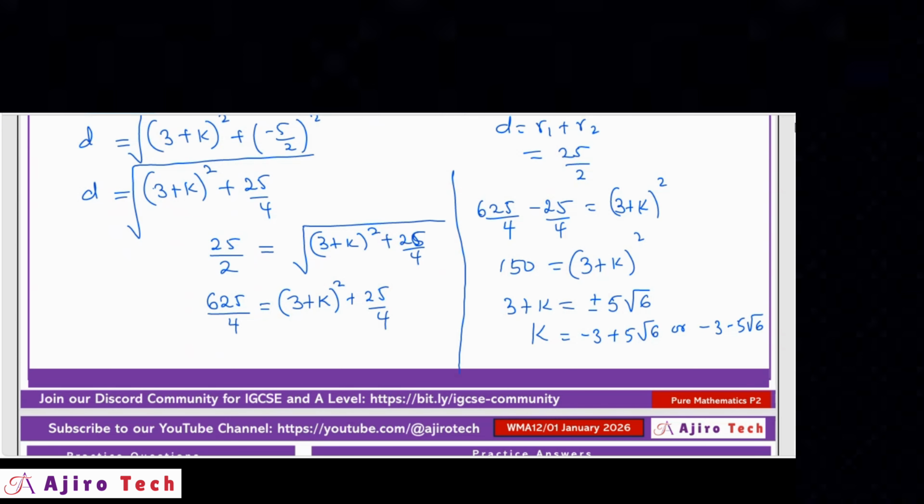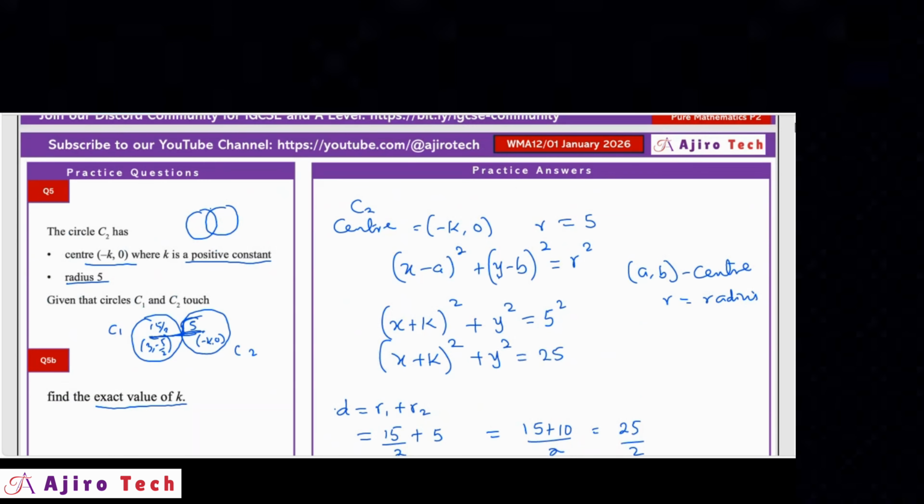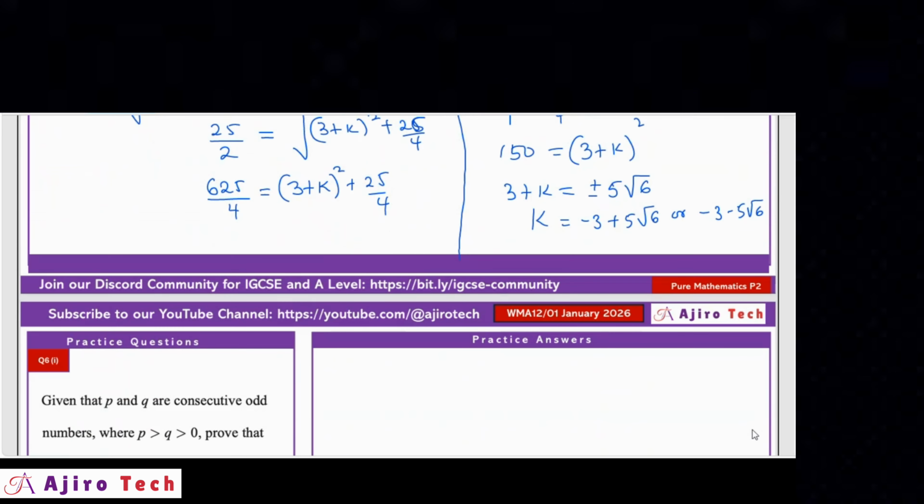But were we given a value for k? We're told the exact value of k, and they told us k is a positive constant. So we have to pick one of them. One of them is positive, and the other is not going to be a positive value. Don't assume, you need to write that. So k is going to be minus 3 plus 5 root 6. This should give us a positive value, and that satisfies that. Okay, the next question.